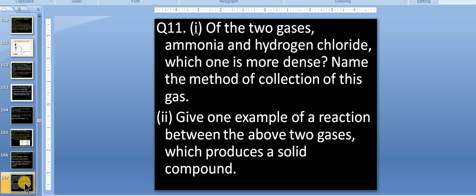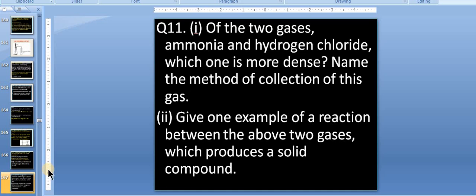Now of the two gases, ammonia and hydrogen chloride, which one is more dense, heavily dense? Any gas, if you don't know, you can even find by the formula. Molecular weight is equal to 2 into vapor density. This way also we can calculate. Okay, already you have written the answer. HCl is heavier. Okay, name the method of collection of this gas.